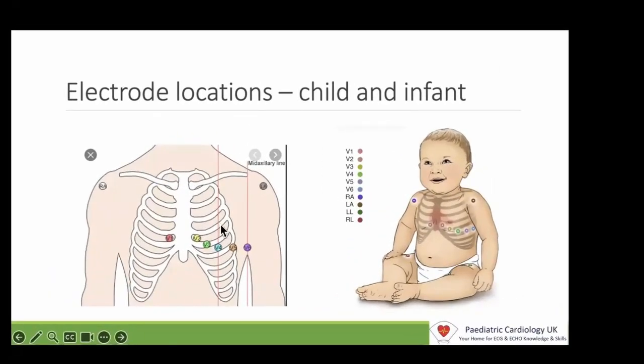These stickers have within them the electrodes which pick up the electric current. Even though we call this a 12-lead ECG, there are only 10 stickers to place. 4 of these are limb stickers: right arm, left leg, and right leg.